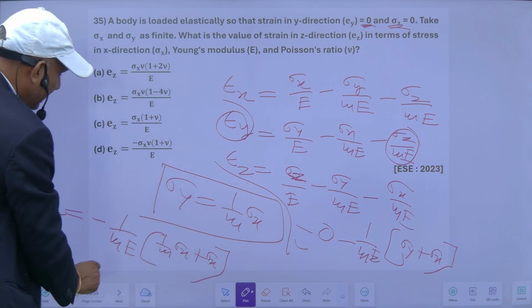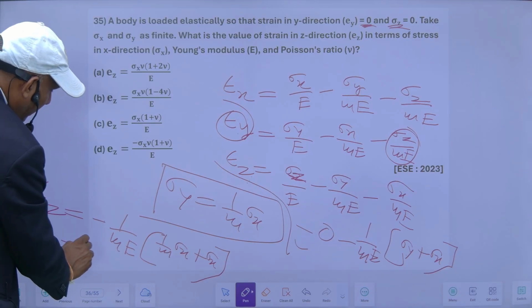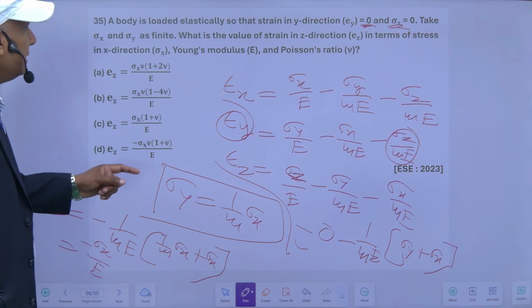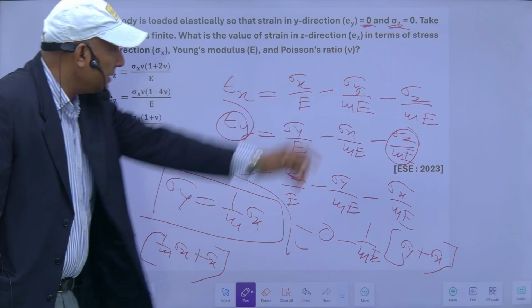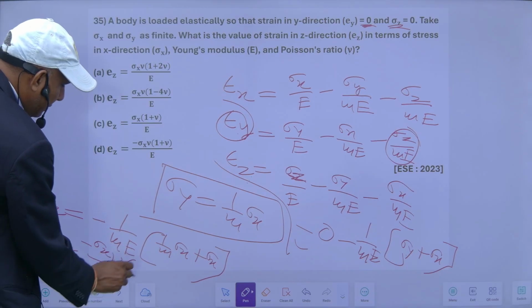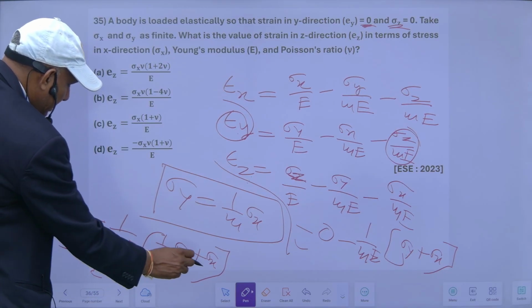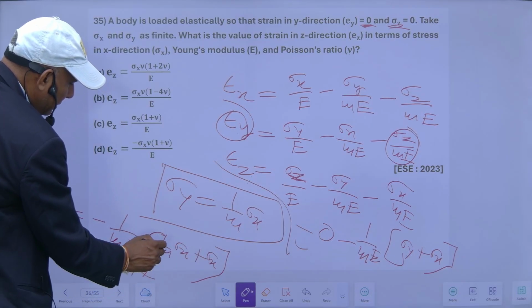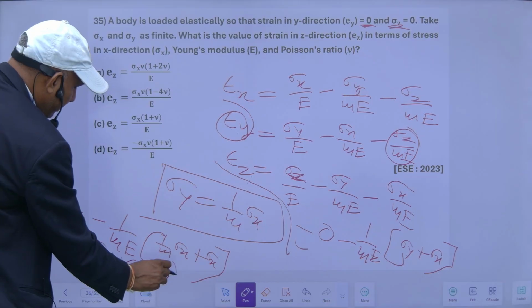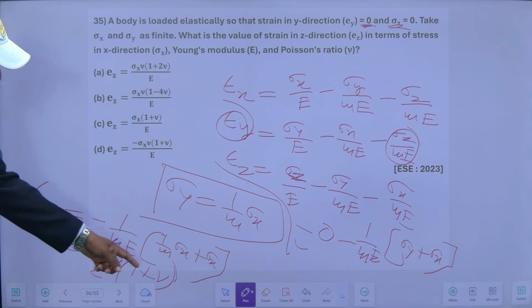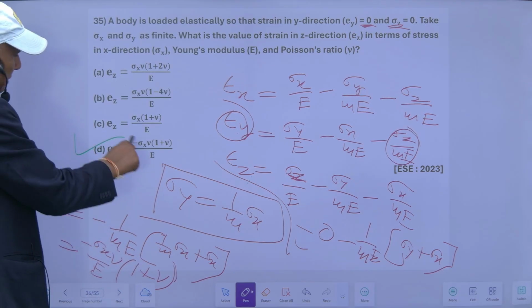So sigma x I can take common, so it will be minus sigma x upon E, and Poisson ratio he has mentioned in terms of this. So this is the sign. So 1 upon m you can say like this into sigma, if I take sigma x common, this will be 1 plus this, and this is mu. So this is sigma x upon E into 1 plus mu. So this is the correct answer.